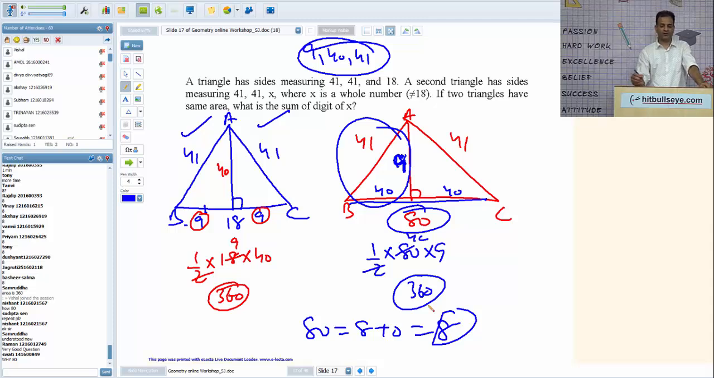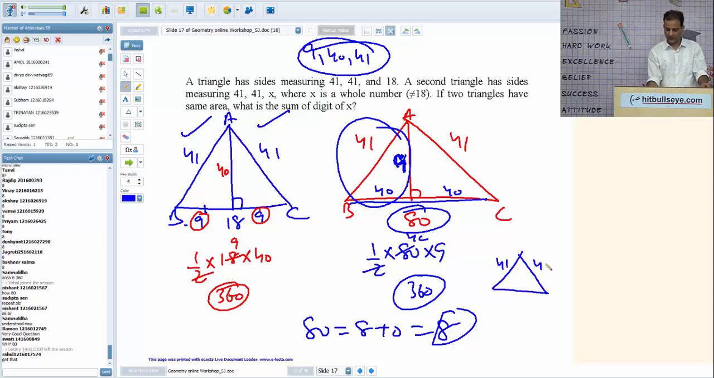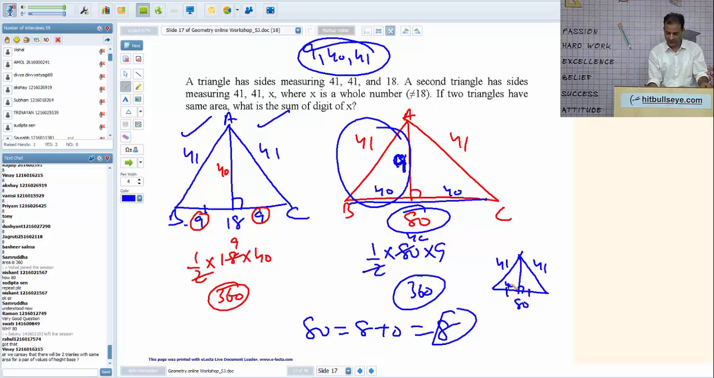Swati, if you know the property of an isosceles triangle, it divides the base into two equal parts. 41, 41. If I draw a perpendicular over here, it will divide the base into two equal parts. So I have taken this 80. Why 80? Because then it can be 40.